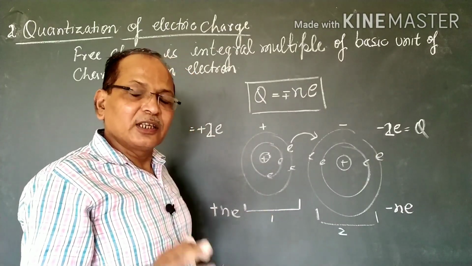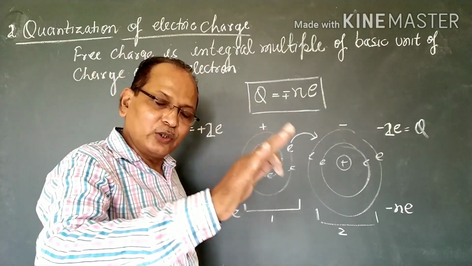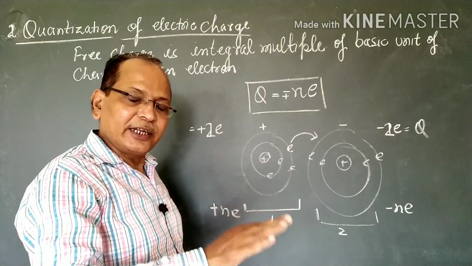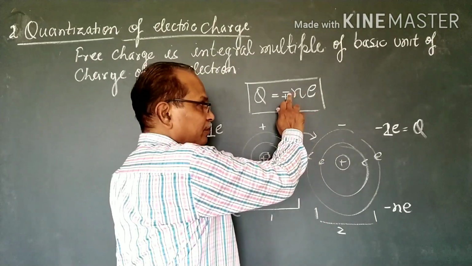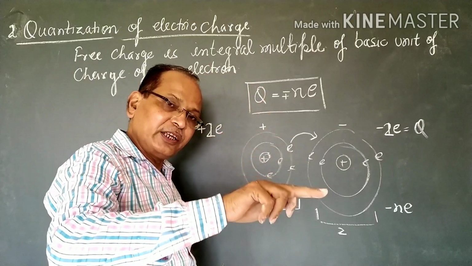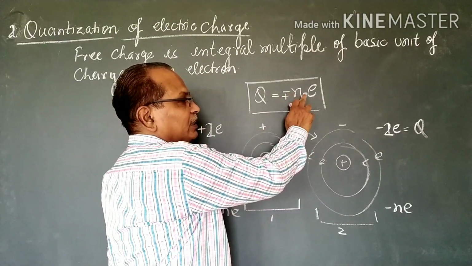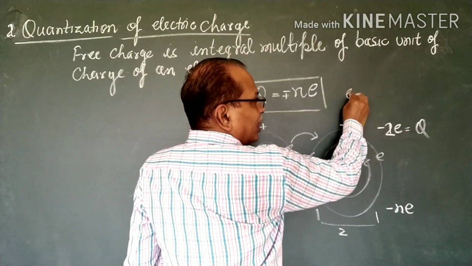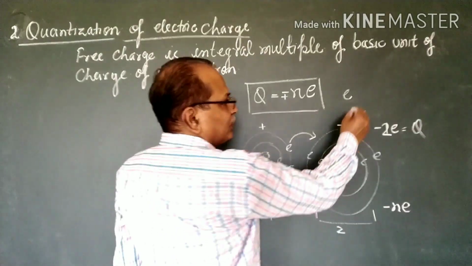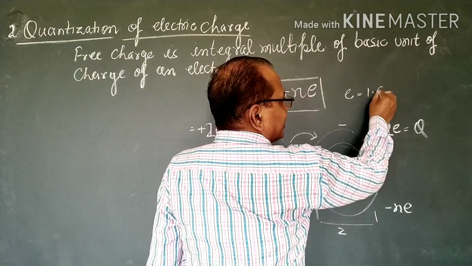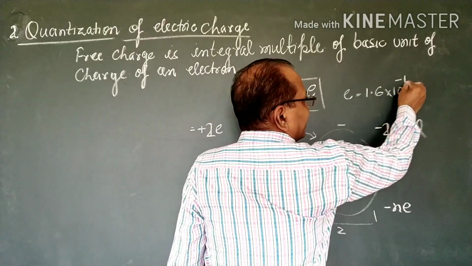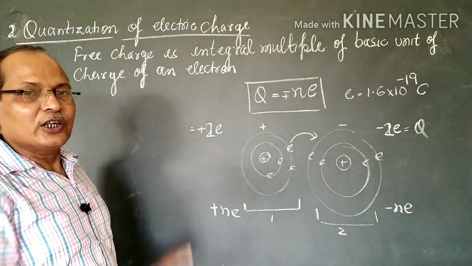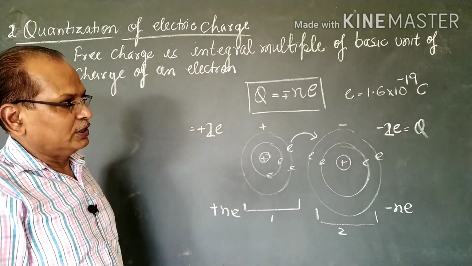You can say like this, if 3 electrons are transferred from atom 1 to atom 2, how much is the total charge on the second atom? First of all, negative. And if 3 electrons are transferring, so minus 3e. Here the value of e will be the charge of 1 electron, which is always 1.6 into 10 to the power minus 19 coulomb. It is the charge of 1 electron which is always constant.